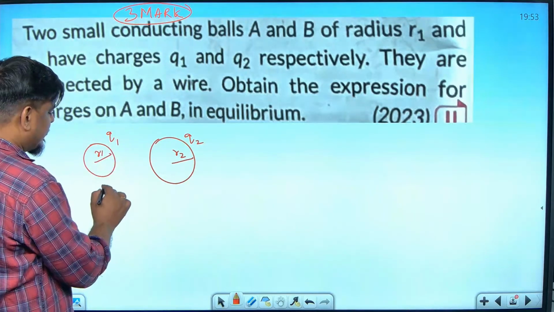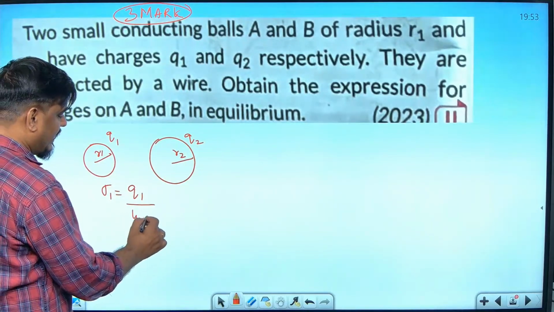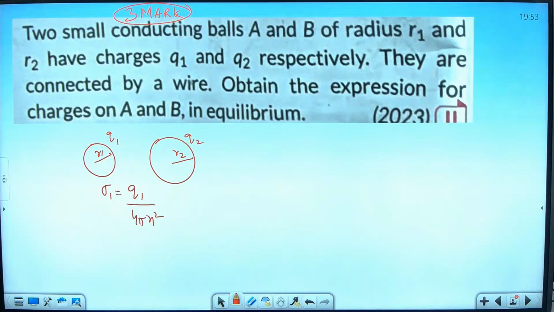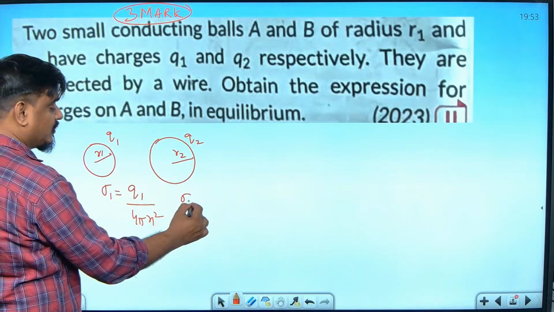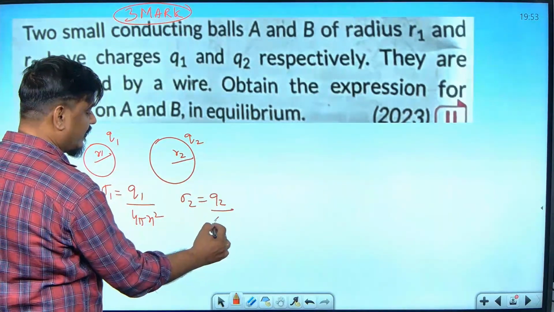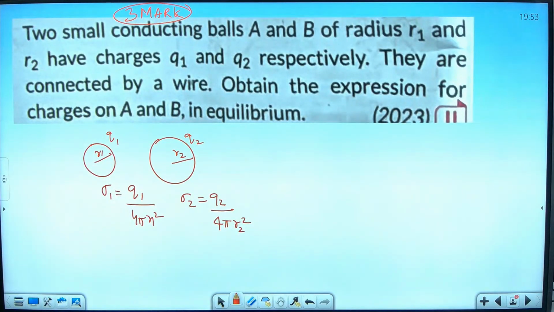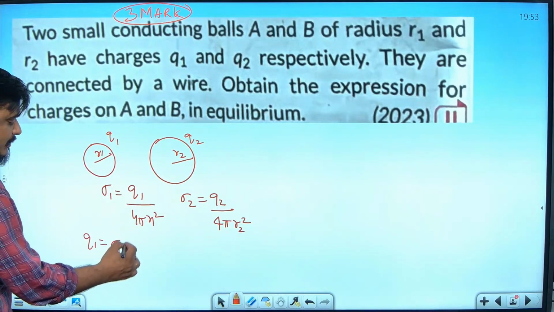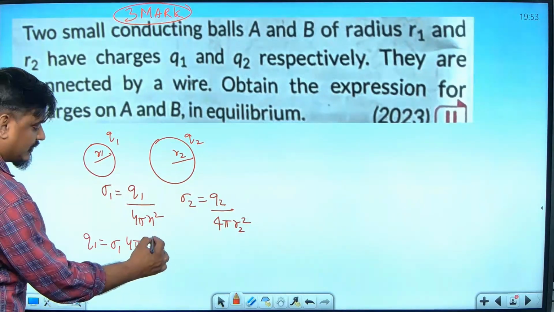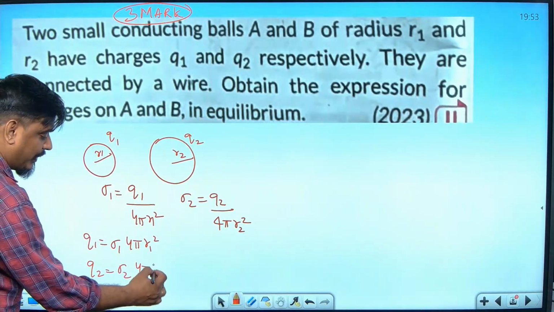So, can I say in this case sigma 1 will become equal to Q1 by 4 pi R1 square? And what will be sigma 2? Sigma is Q by A. So, sigma 2 will become equal to Q2 by 4 pi R2 square. Do you agree? Then, can I write what is the value of Q1? Q1 will become equal to sigma 1 into 4 pi R1 square and Q2 will become equal to sigma 2 into 4 pi R2 square.